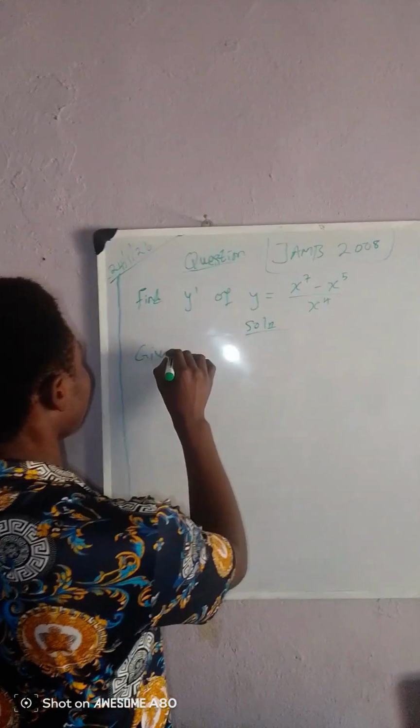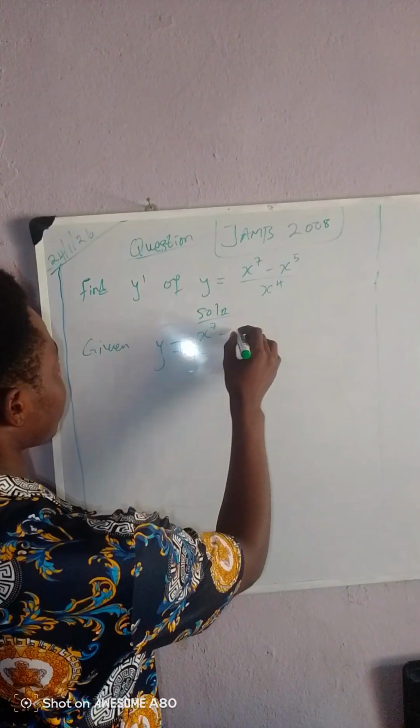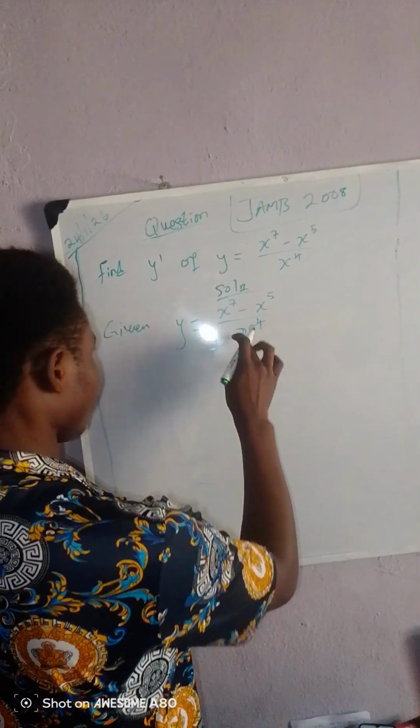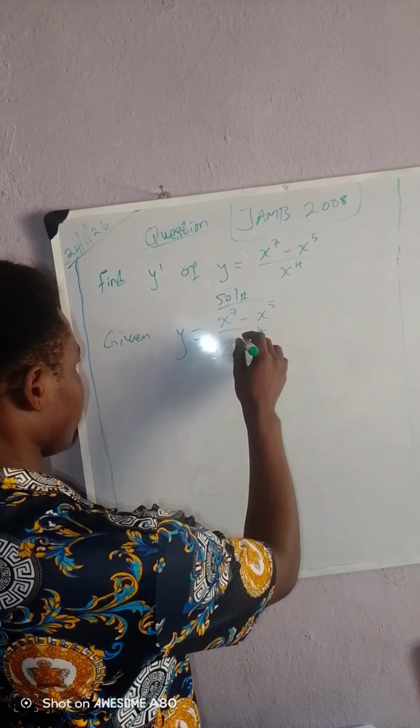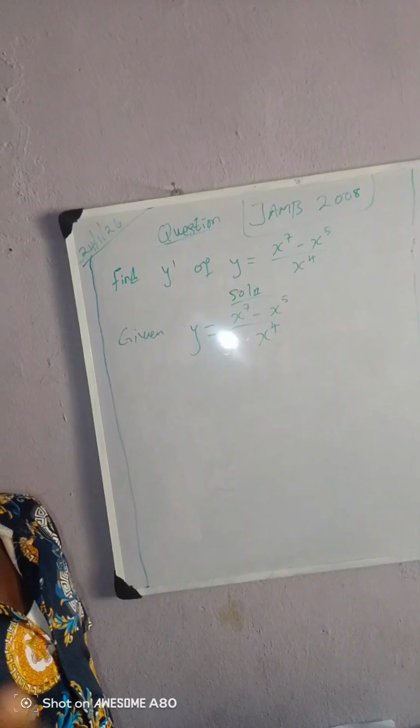Solution. Given y is equal to x to the power 7 minus x to the power 5 all over x to the power 4. Now, this is the question. You are asked to find y prime. I know so many of you don't know what y prime is.